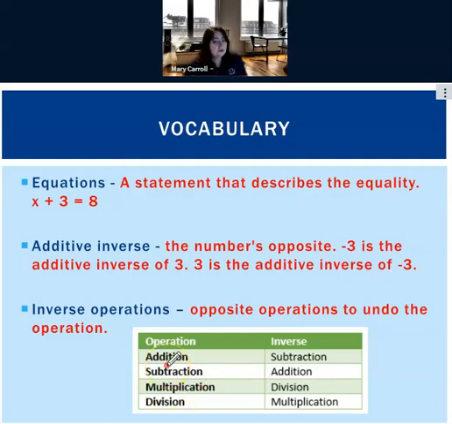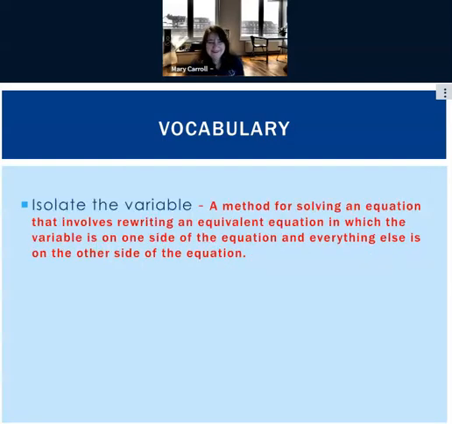Now the inverse for our operations are just that. Addition is the opposite of subtraction, and subtraction's opposite is addition. Multiplication's opposite is division, and division's is multiplication. So hopefully this is a review. But we're here to isolate the variable. So our big method for solving our equations is to get that variable alone. We want to move everything to the other side of the equation.